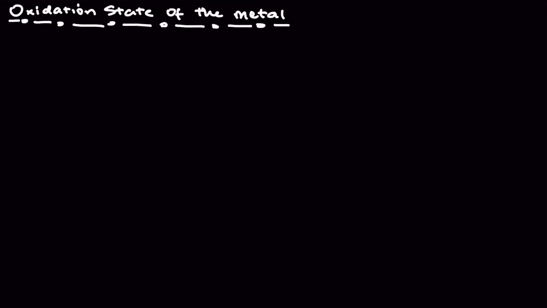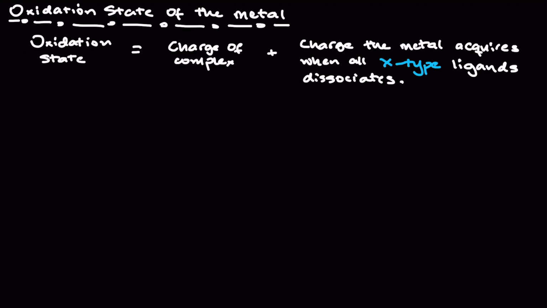One of the unique properties of transition metals is that they tend to have varying oxidation states. And when it comes to organometallic complexes that occur in catalysis, these metals tend to change oxidation state as you go through the actual chemical reaction. To calculate the oxidation state of a metal within an organometallic complex, you take the charge of the complex, and then you add to it the charge that the metal would acquire if you hypothetically removed all the X-type ligands from that metal complex.